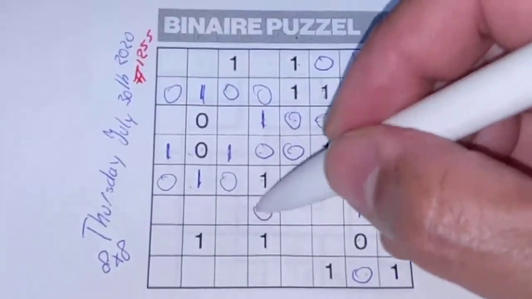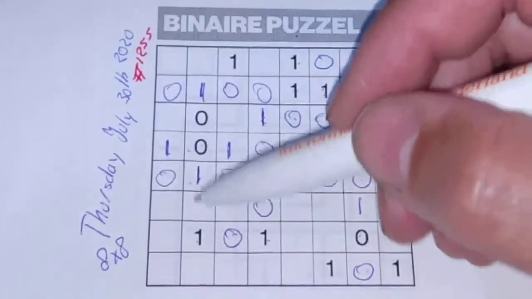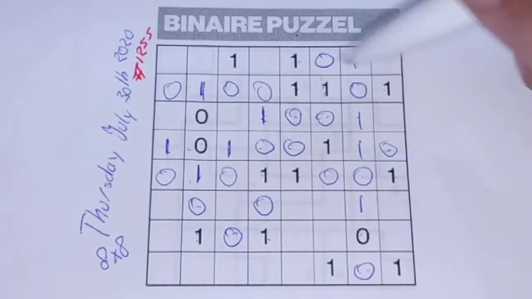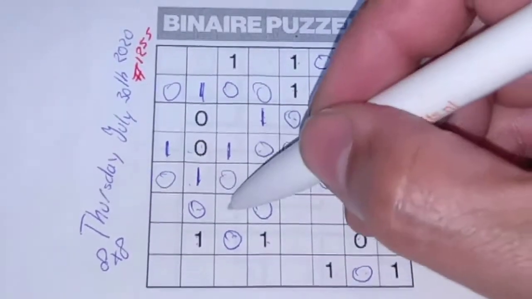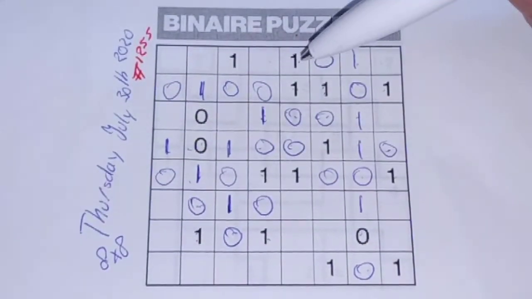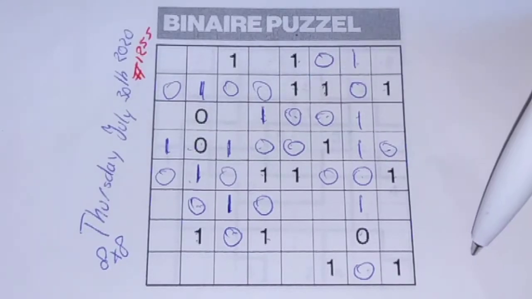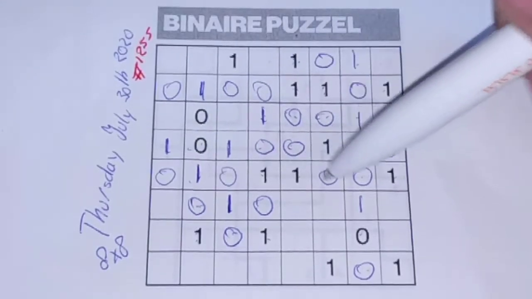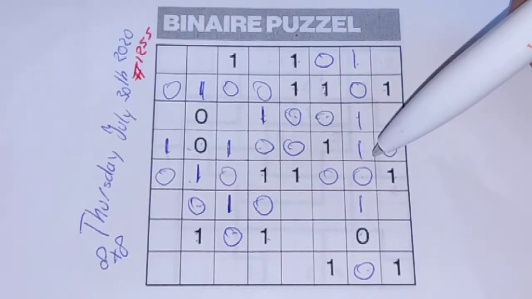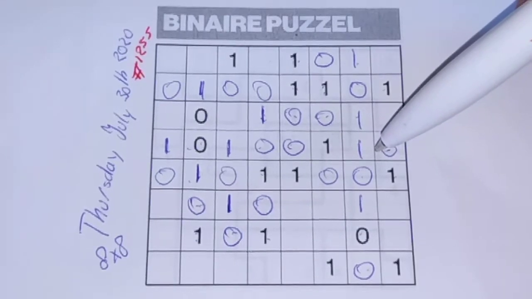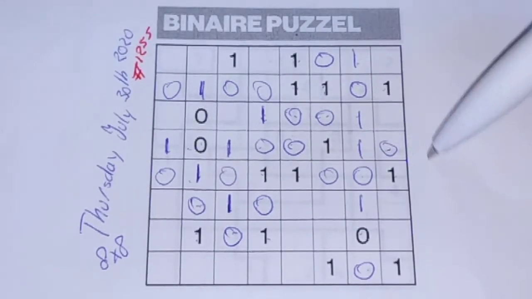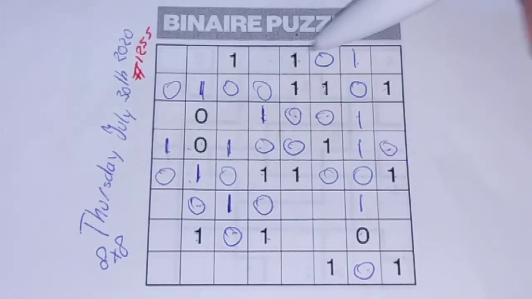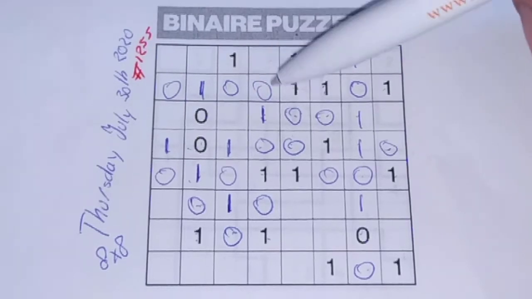Between 2 ones comes a zero. Then, between 2 zeros comes a 1. Let me see. 3 ones here. We have also here 3 ones. 3 ones. Alright.